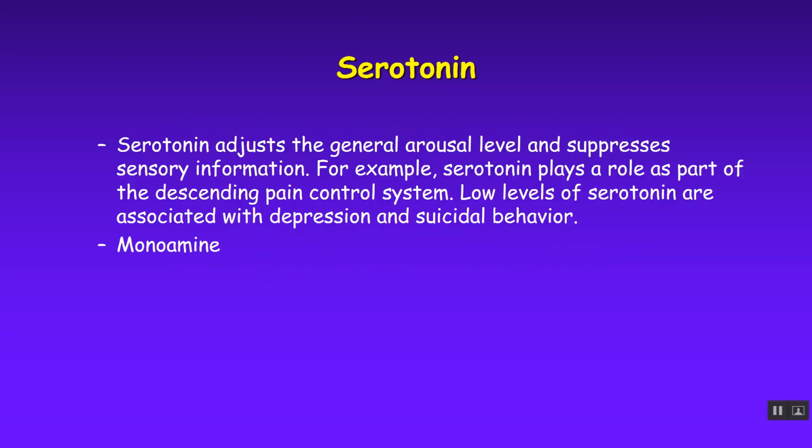Serotonin. Serotonin's a big neurotransmitter, neuromodulator I should say. Again, it's more slow-acting and influences vast networks of neurons. So what does it do? It helps adjust general arousal levels, and it actually suppresses some sensory information. Normal levels of serotonin are important for people to have normal responses to pain. People that have really high levels of pain and chronic pain often have very low levels of serotonin. And it also influences their sleep.